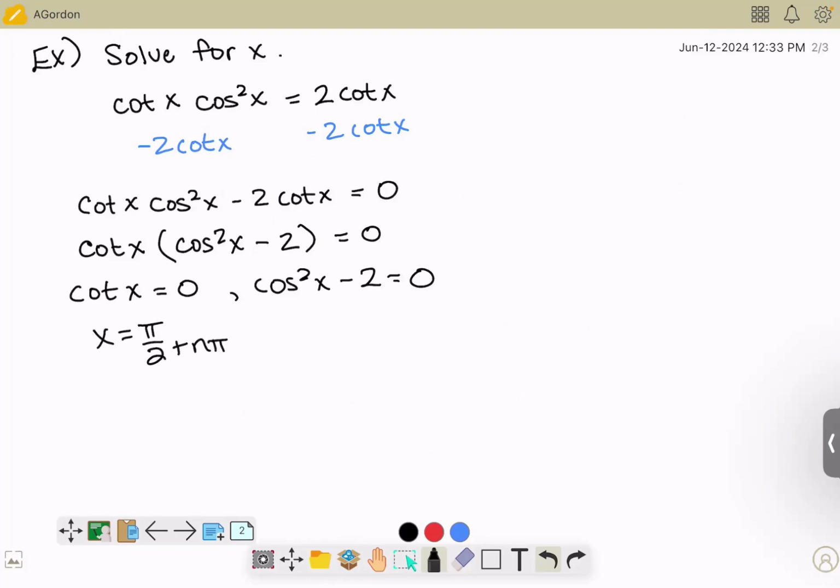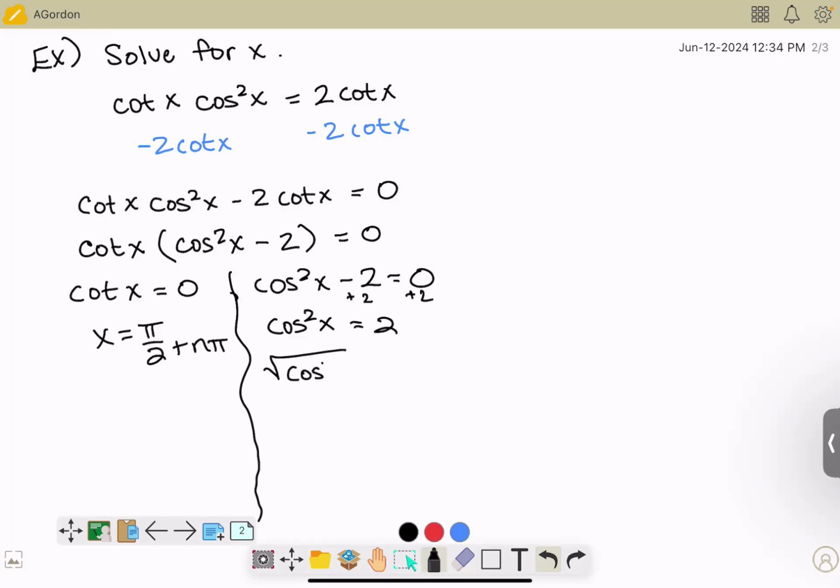Okay, so for the other equation, I need to get this cosine by itself if I'm going to solve this. So I'm going to add 2 to both sides, and I get that cosine squared is equal to 2. I want to isolate cosine, so I'm going to undo that square. We're going to use the square root to undo the square, so I'm taking the square root on both sides.